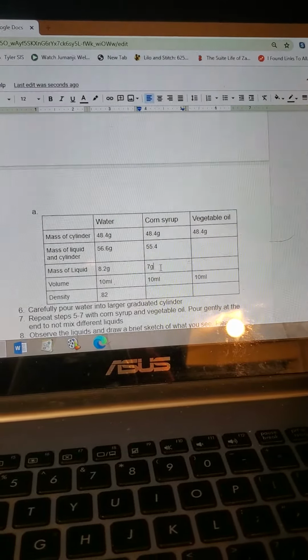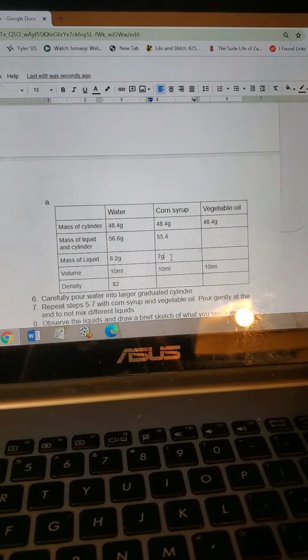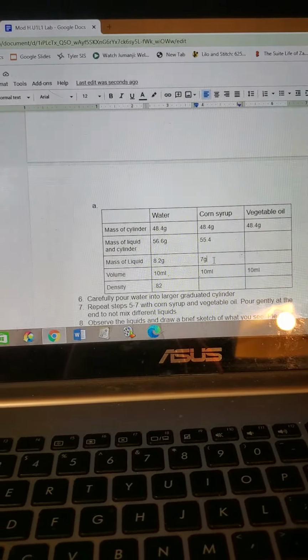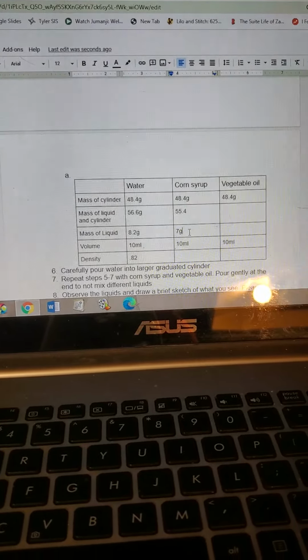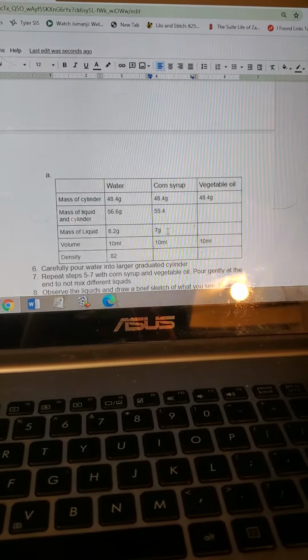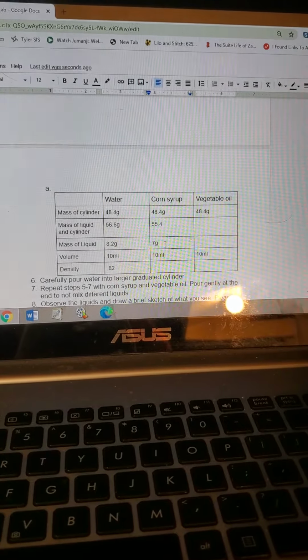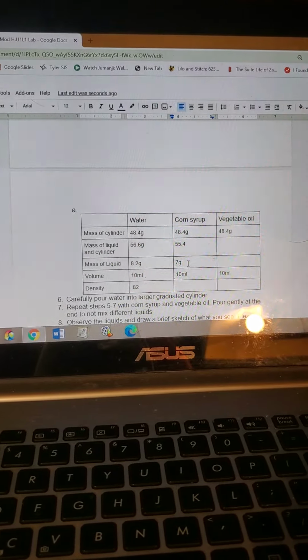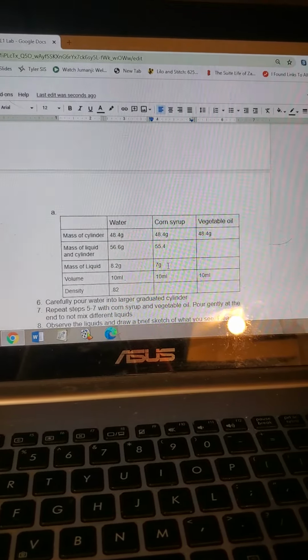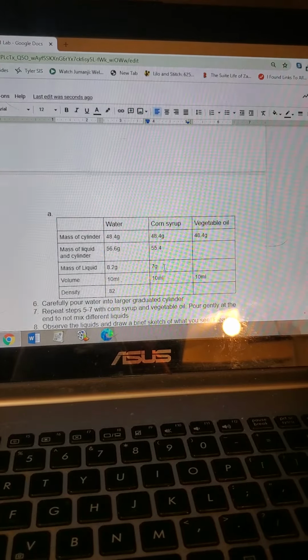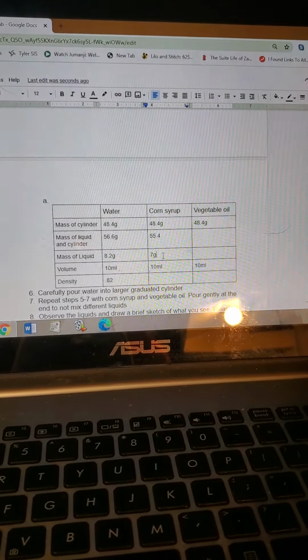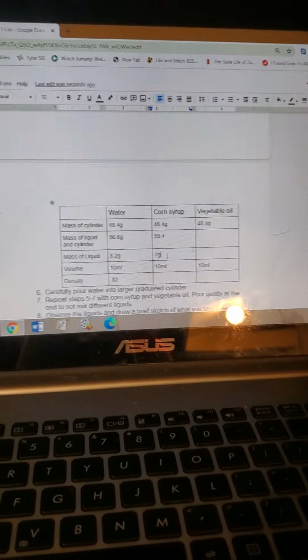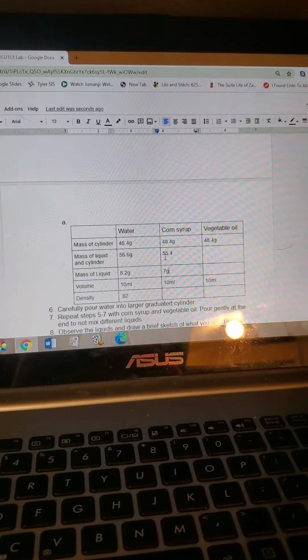And then once again, you're going to take your mass of liquid divided by your volume in order to get your density. I'm not going to answer this for you. You should do this on your own. The main reason why I did this first column together is just so you could see how it works and do the stuff that you need to do. So go ahead and get the density for that. Well, first of all, let's transfer this.